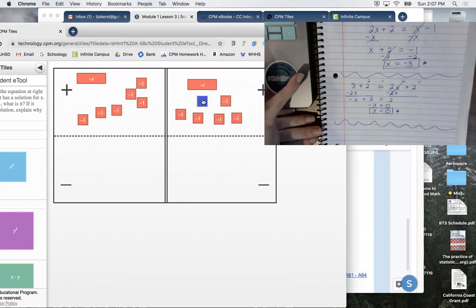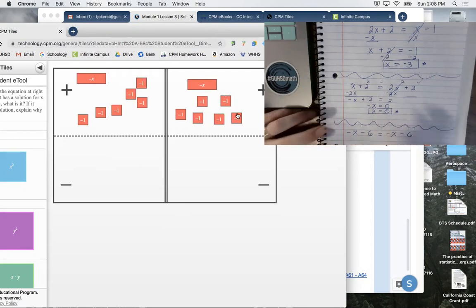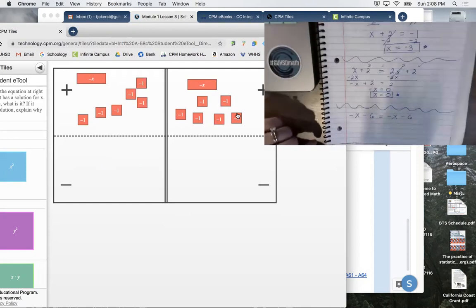Okay. So now what I have on this side is a negative x, and then I have minus 1, 2, 3, 4, 5, 6, minus 6. On this side, I have a negative x also, and then I have 1, 2, 3, 4, 5, 6, minus 6. Okay, you guys might notice that those are literally equal to each other.